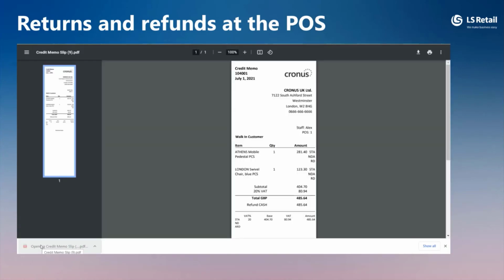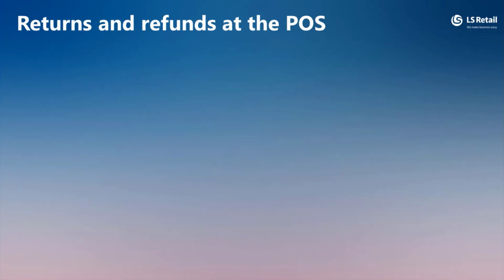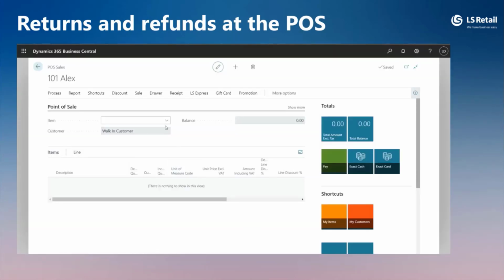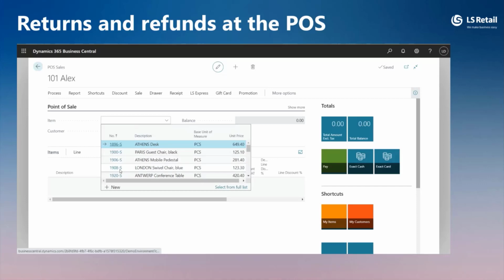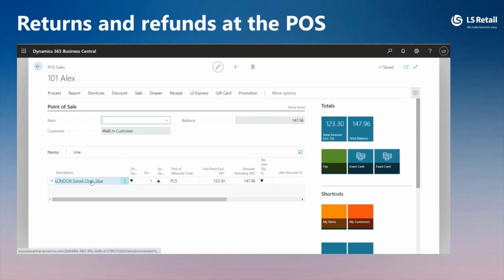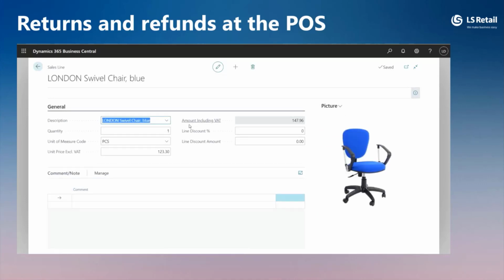And here is my credit memo. I can also return items not using sales history. Then I simply find the item the customer is returning, drill down into the sales line, and change the quantity to negative.